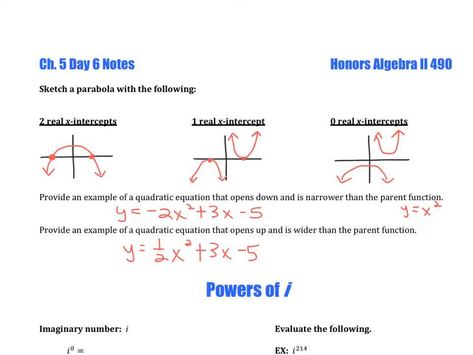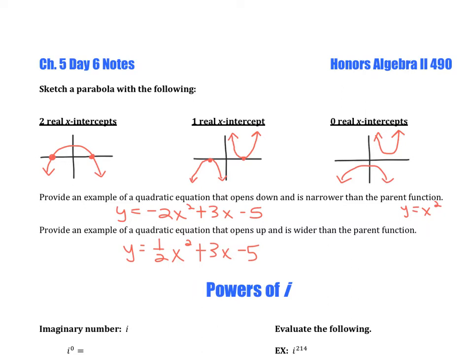So let's take a look at this. The fact that the quadratic coefficient here is positive is what causes it to open up. That 1/2 shrinks the parabola, so to speak, so it causes it to open wider than the parent function. So obviously there are many correct answers for these 2 examples, but these provide examples of each.